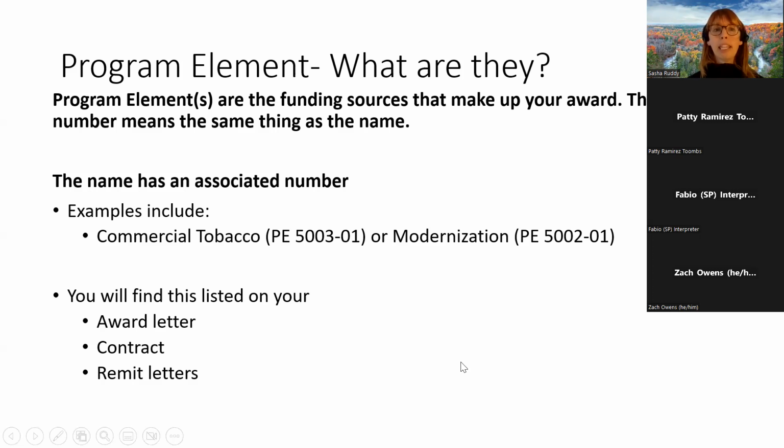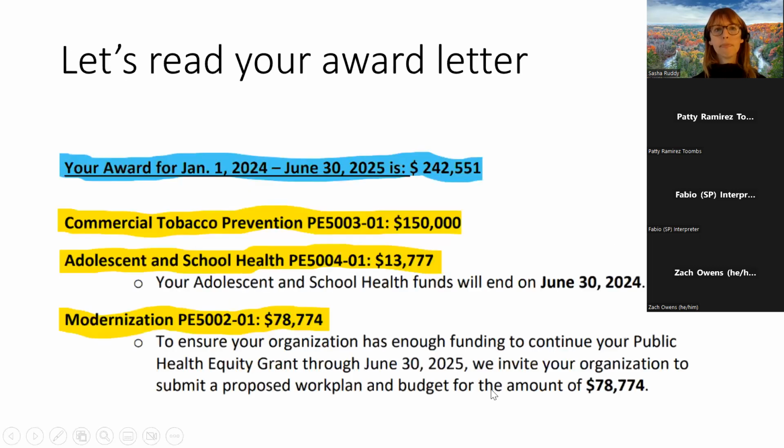Okay, so jumping back in, commercial tobacco: we see the name and then the PE, program element 5003-01. So that number is associated with that program name, and it's a funding source that you will find in your award letter, contract, or remit letter. So let's have a little read of that award letter.